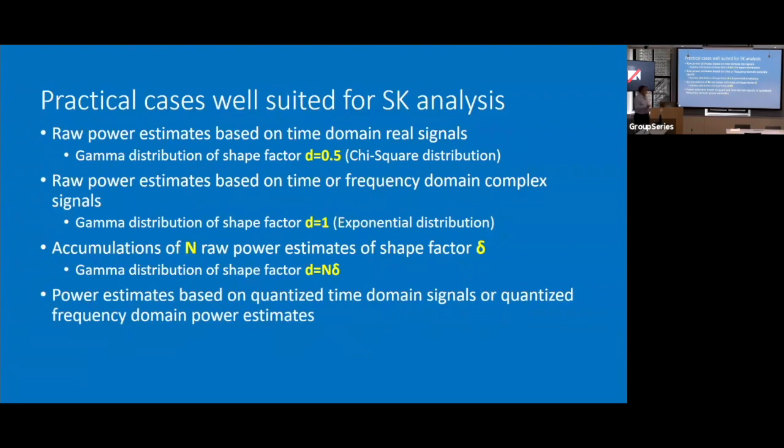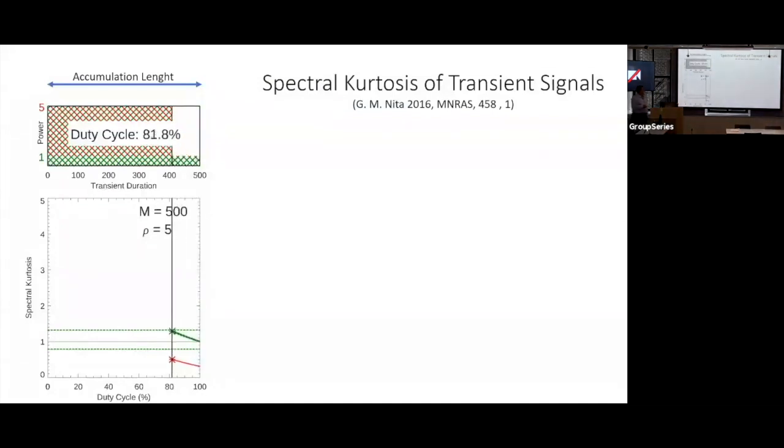Also, you can do this mathematical exercise with a power estimate based on quantized time domain signals. This is when you have an instrument that, in fact, doesn't have enough resolution. You have, like, 2-bit resolution, 3-bit resolution. In that case, your spectra do not obey an exponential distribution, but they may obey something that resembles a gamma distribution of some shape factor that you can determine. And this is not the whole story.